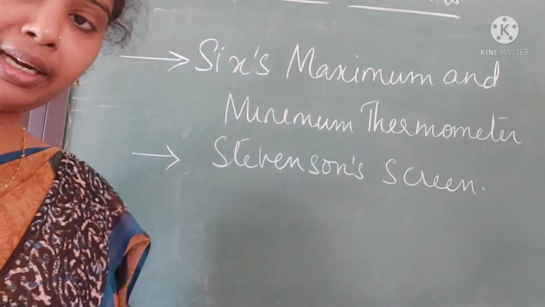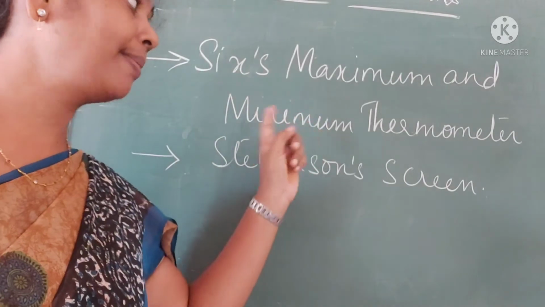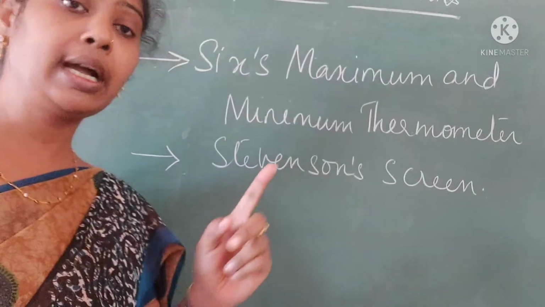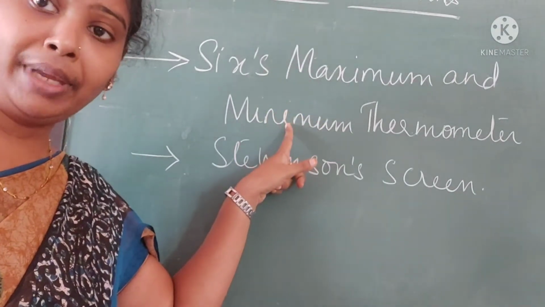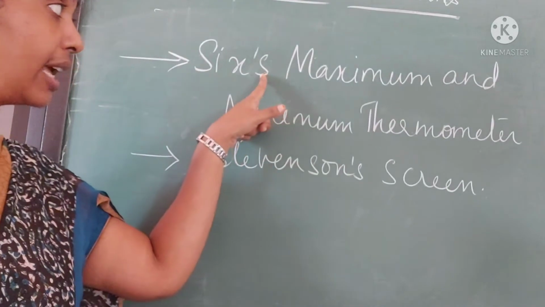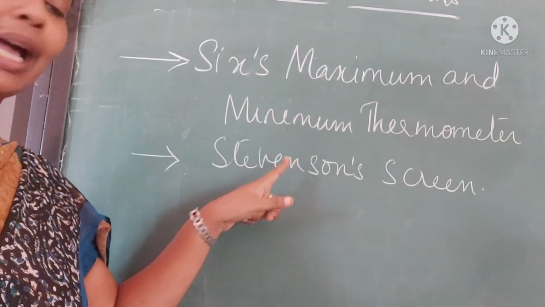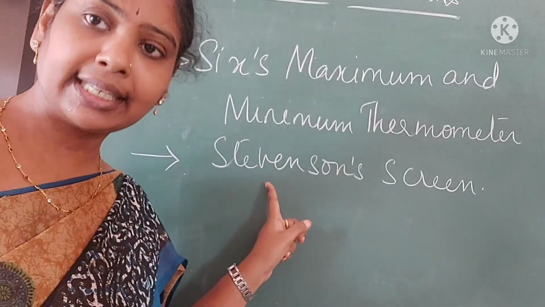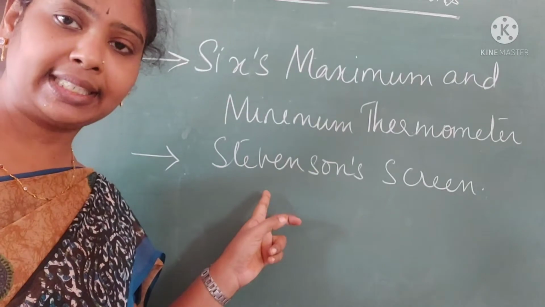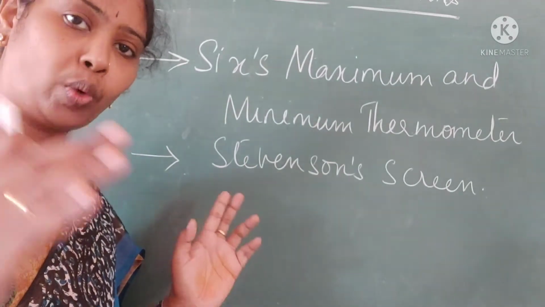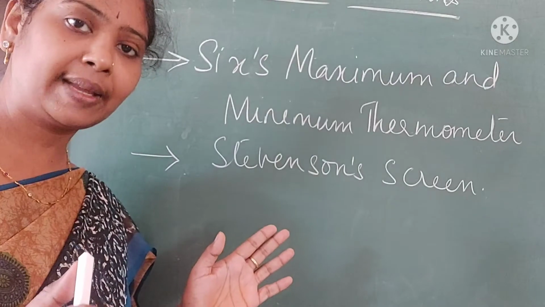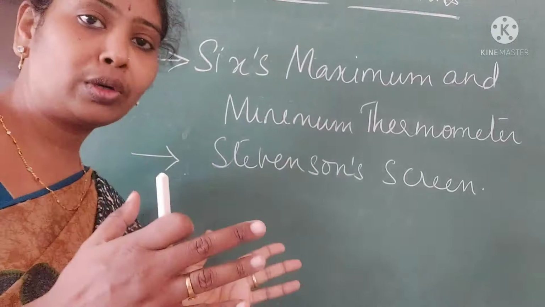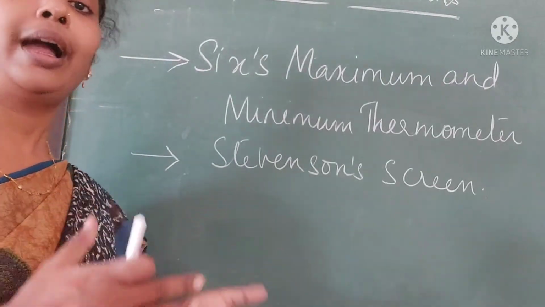And next we have another thermometer known as the Six's maximum and minimum thermometer. These are two thermometers which are used to record the maximum temperature and the minimum temperature. These two thermometers are kept in a white painted box known as the Stephenson's screen. This Stephenson's screen is generally painted white and kept in open spaces because open spaces record the correct temperature and closed spaces record a different temperature.